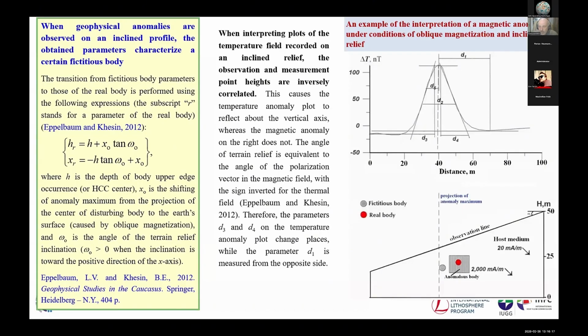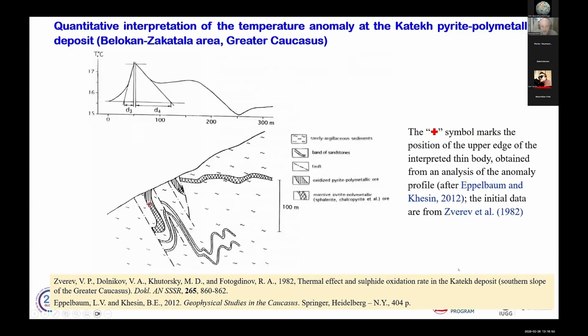Okay, I will not stop at this anomaly from the magnetics, but it shows that we need to calculate not only oblique magnetization, polarization, but also calculate terrain relief influence. Inclined relief disturbs the anomaly. Only by calculating the polarization and the terrain relief can we receive the real position of the center of the disturbing body.